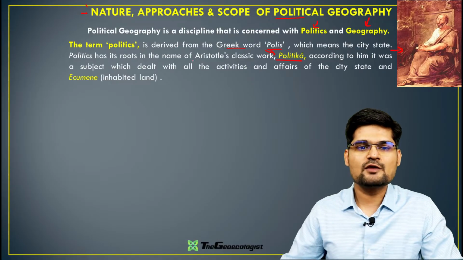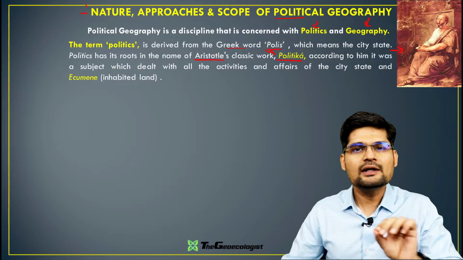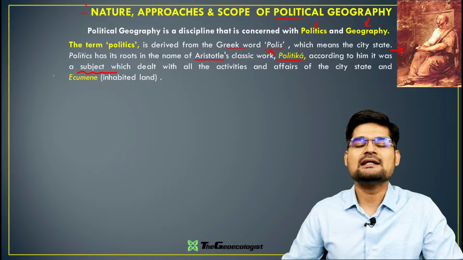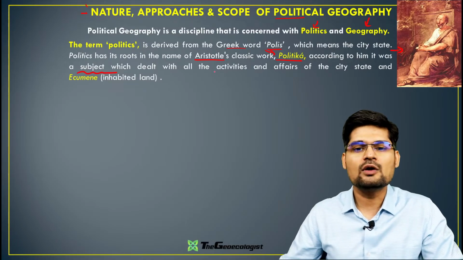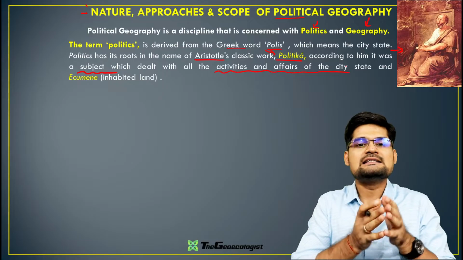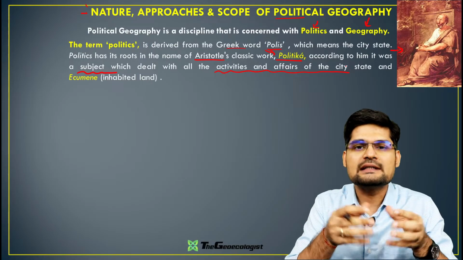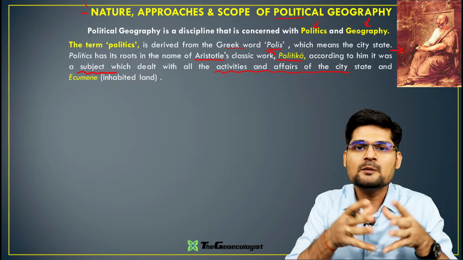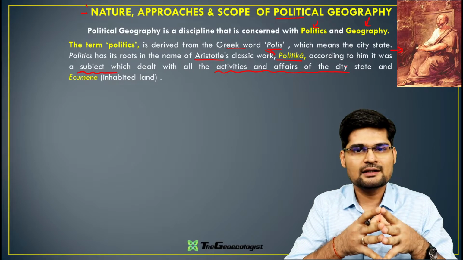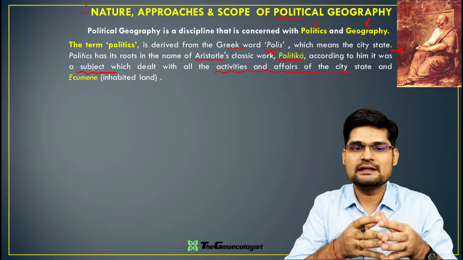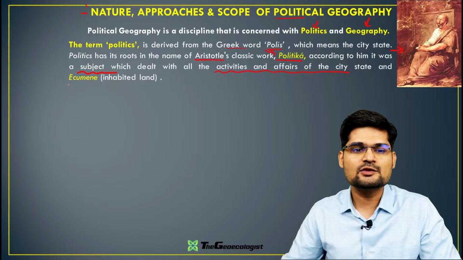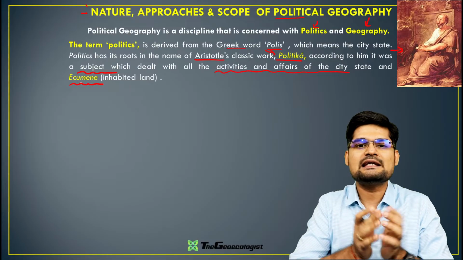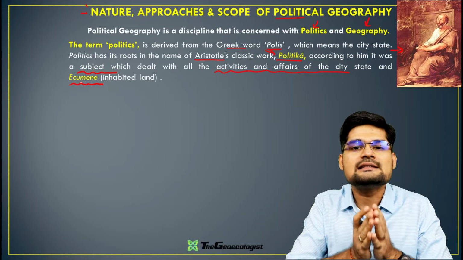So if you observe what was Aristotle's work, according to him, a subject which is politics is related to all the activities and affairs of the city-state. That is, what are the important ingredients that help us to govern people, right? So that is very important in terms of politics. And if you observe, it was related to the oikoumene concept, that is the inhabited world and its decision making.